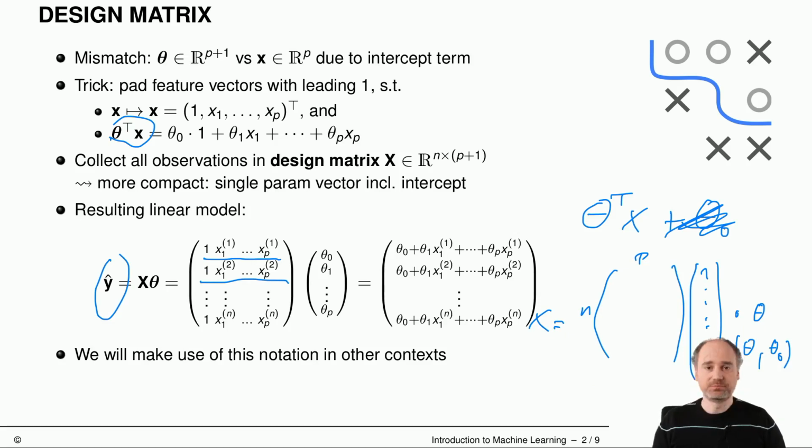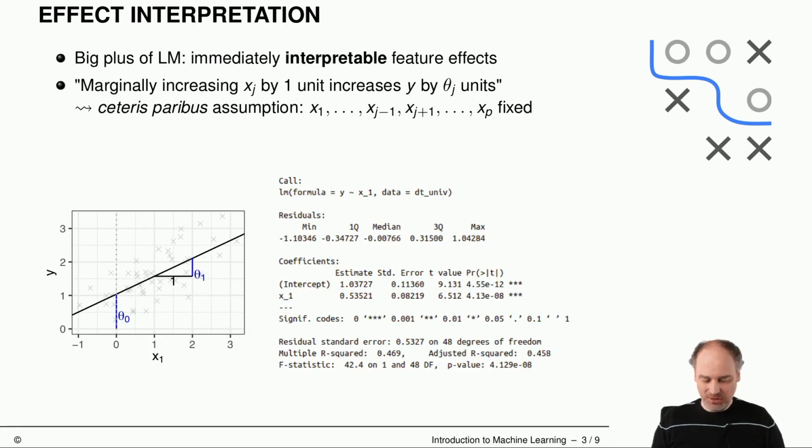This trick I will allow myself to use later again for many other models and not mention this fact a lot more, right? So whenever I'm dropping the intercept, I'm doing this because of this, or maybe also a little bit because of laziness. Okay, so let's look into more interesting stuff regarding the linear model.